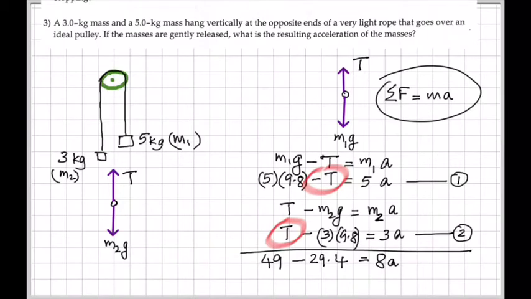So put that in your calculator. 49 minus 29.4, 19.6, is equal to 8a, which gives, now you have to divide 19.6 by 8. That gives you 2.45 meters per second squared.